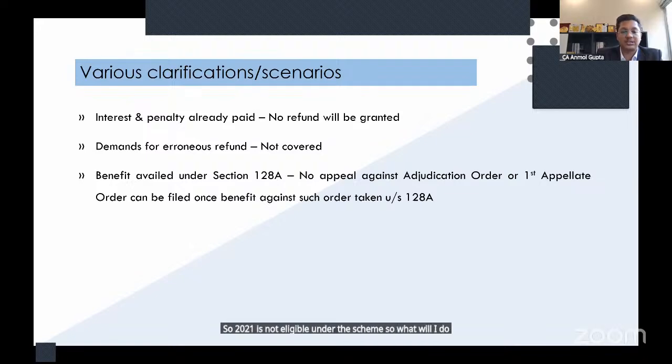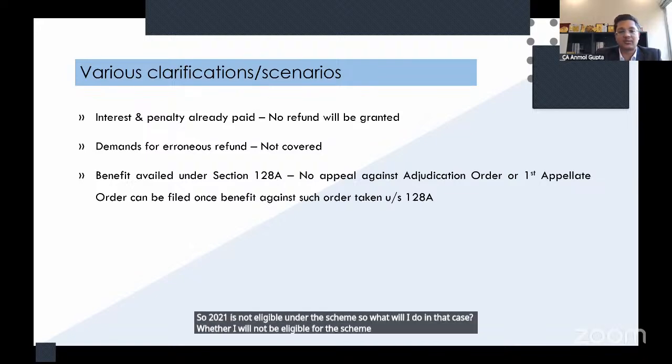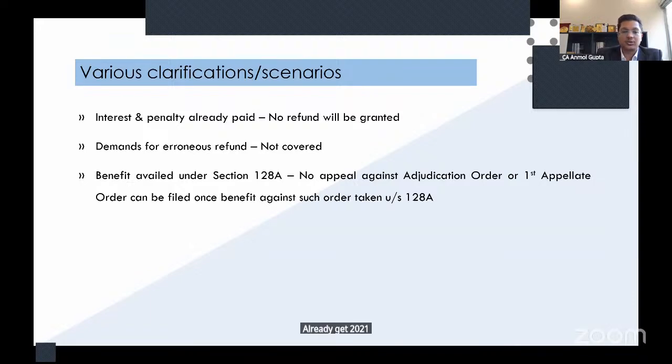Whether I'll not be eligible for the scheme because one period is not covered under the scheme, or I will be eligible for the scheme. And if I am eligible for the scheme, how do I need to make the payment of taxes? Whether I can avail the benefit for 2019-20 and continue to protest or litigate 2020-21 in the litigation process.